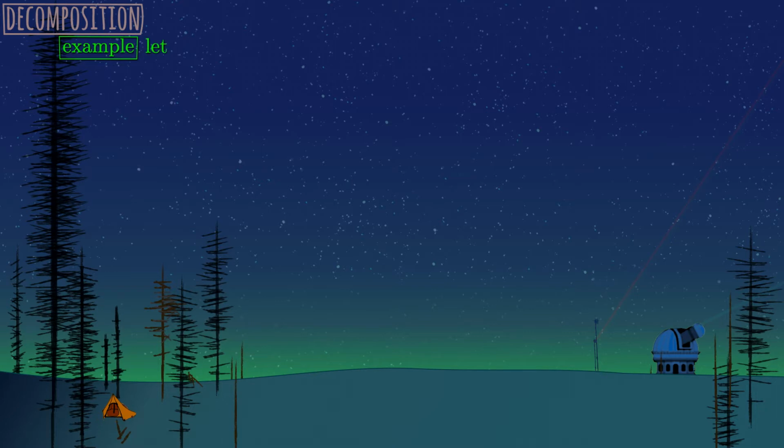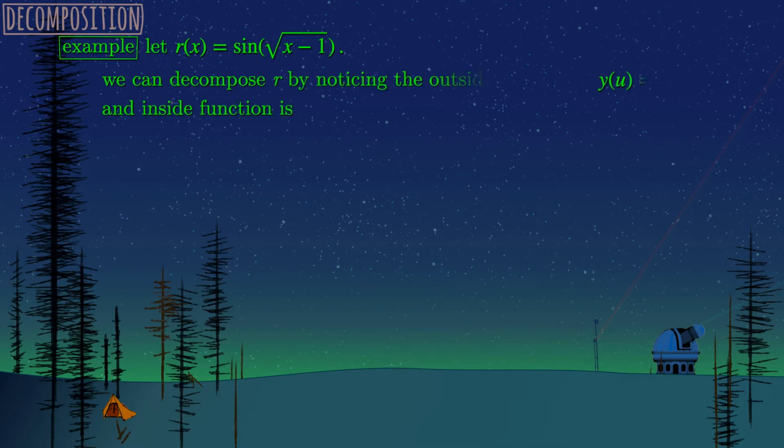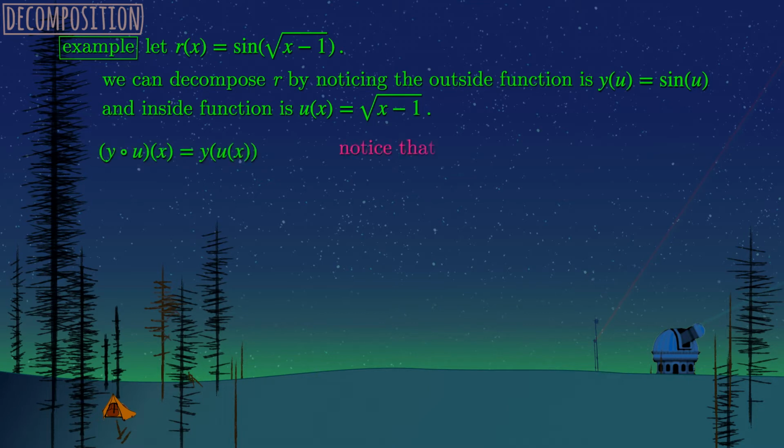So let's say that we have an r of x, sine of the square root of x minus 1. We have a y of u, which is going to be sine of u, and then we have u of x, which is the square root of x minus 1. But notice that this thing isn't decomposed enough, because we can still break down u of x here. So we have to figure out a way such that when we write this thing out, it's going to be in terms of all basic functions.